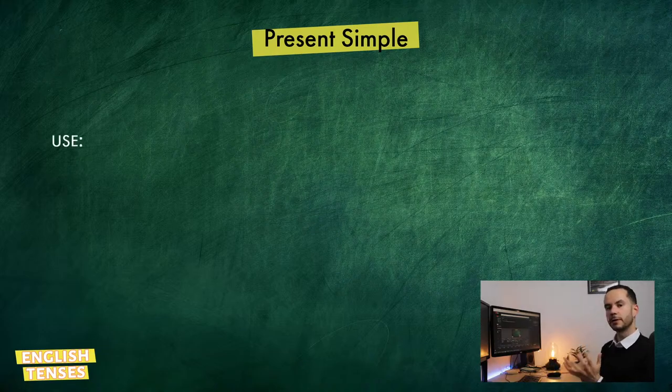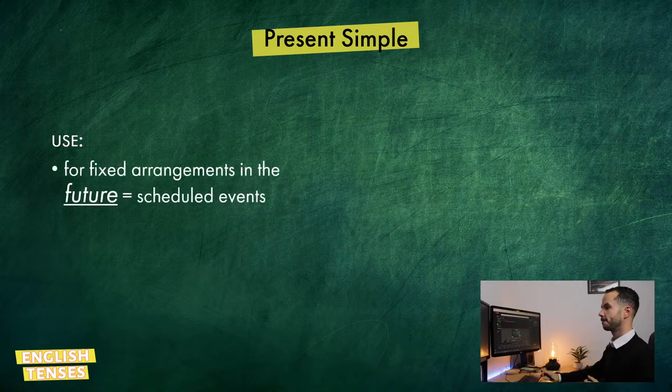Just to summarize everything we've discussed. No, we're not summarizing yet. We're looking at fixed arrangements in the future. Now, there's something related to present simple that is different from what we've previously discussed, and that is the use of present simple for fixed arrangements in the future.